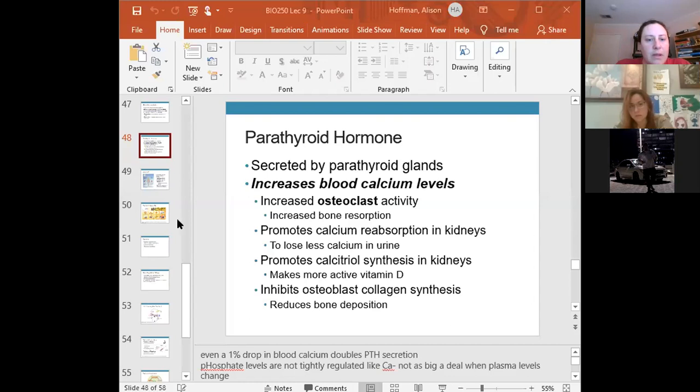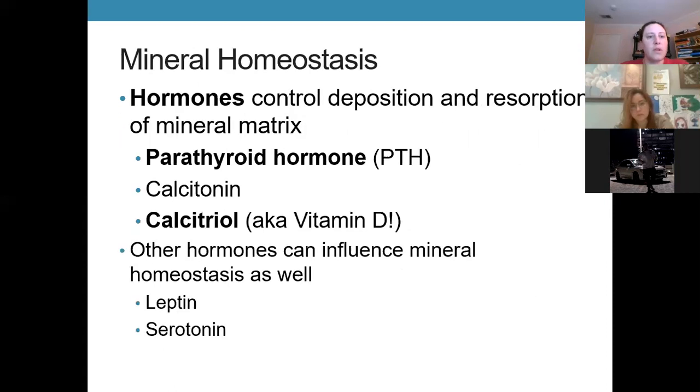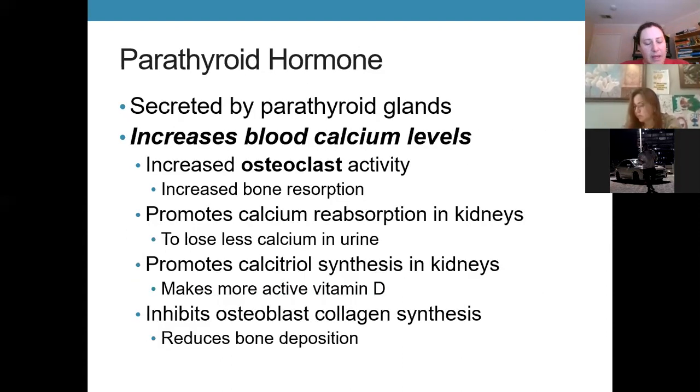So the relationship between the two of them is that vitamin D is one of the hormones that helps us maintain calcium levels in the blood. So when we look at calcium homeostasis, there's three hormones of note. There's parathyroid hormone, there's calcitonin, and there's calcitriol. And calcitriol is the hormone name for vitamin D, okay? Parathyroid hormone is the most important because it's the one that is released directly in response to blood levels.